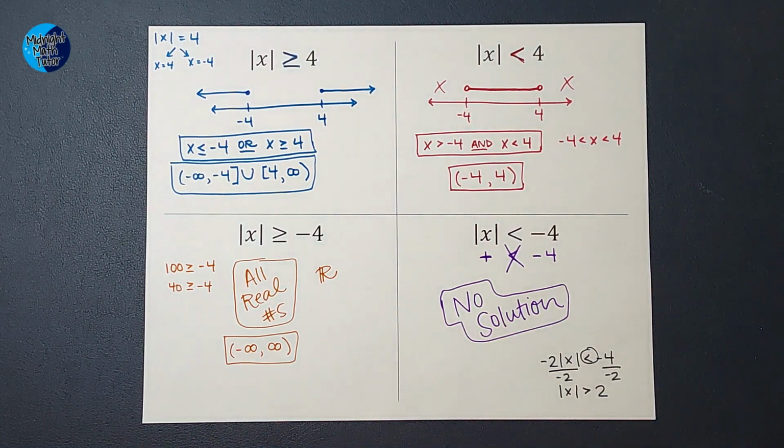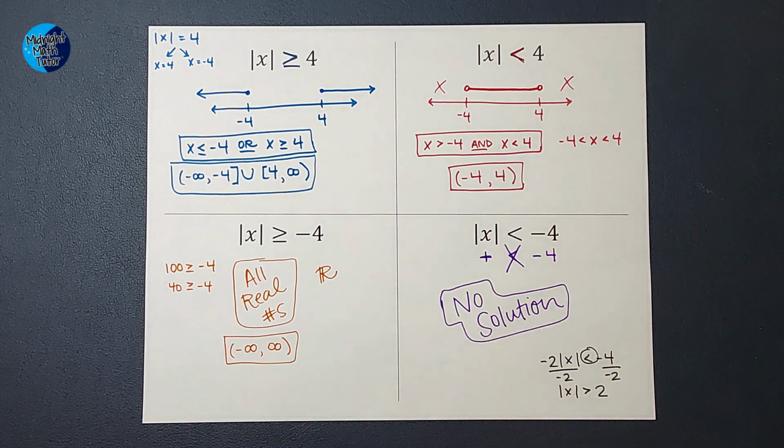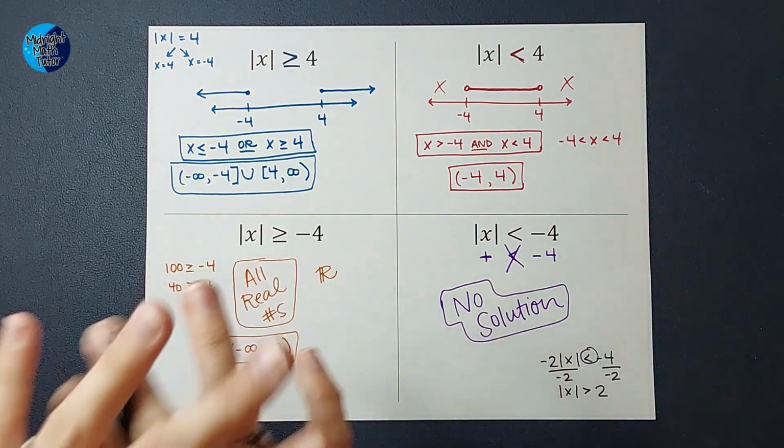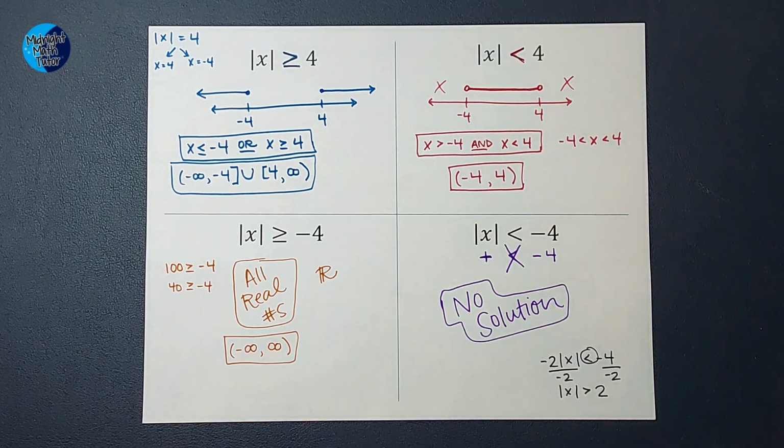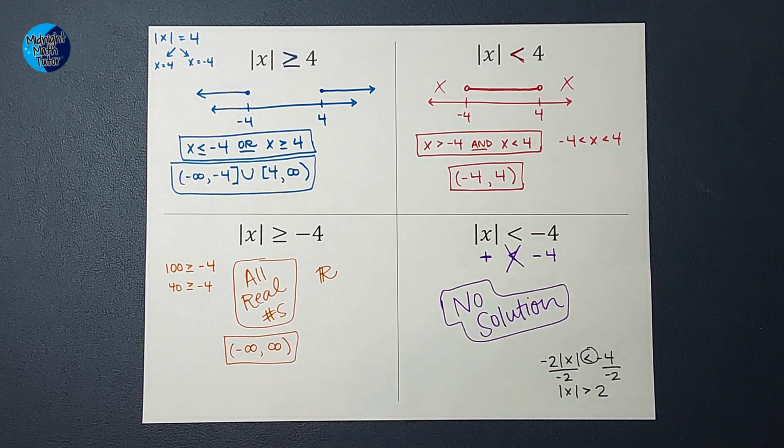So that's what I'm saying. If you get a problem and you see a negative there, don't automatically just be like, oh, is it all real numbers or no solution? Make sure the absolute value is by itself first. And then if it's still a negative number, if it doesn't go away like this one did, then you can get down to, okay, is it all real numbers or no solution? Okay. All right. I hope this made sense.